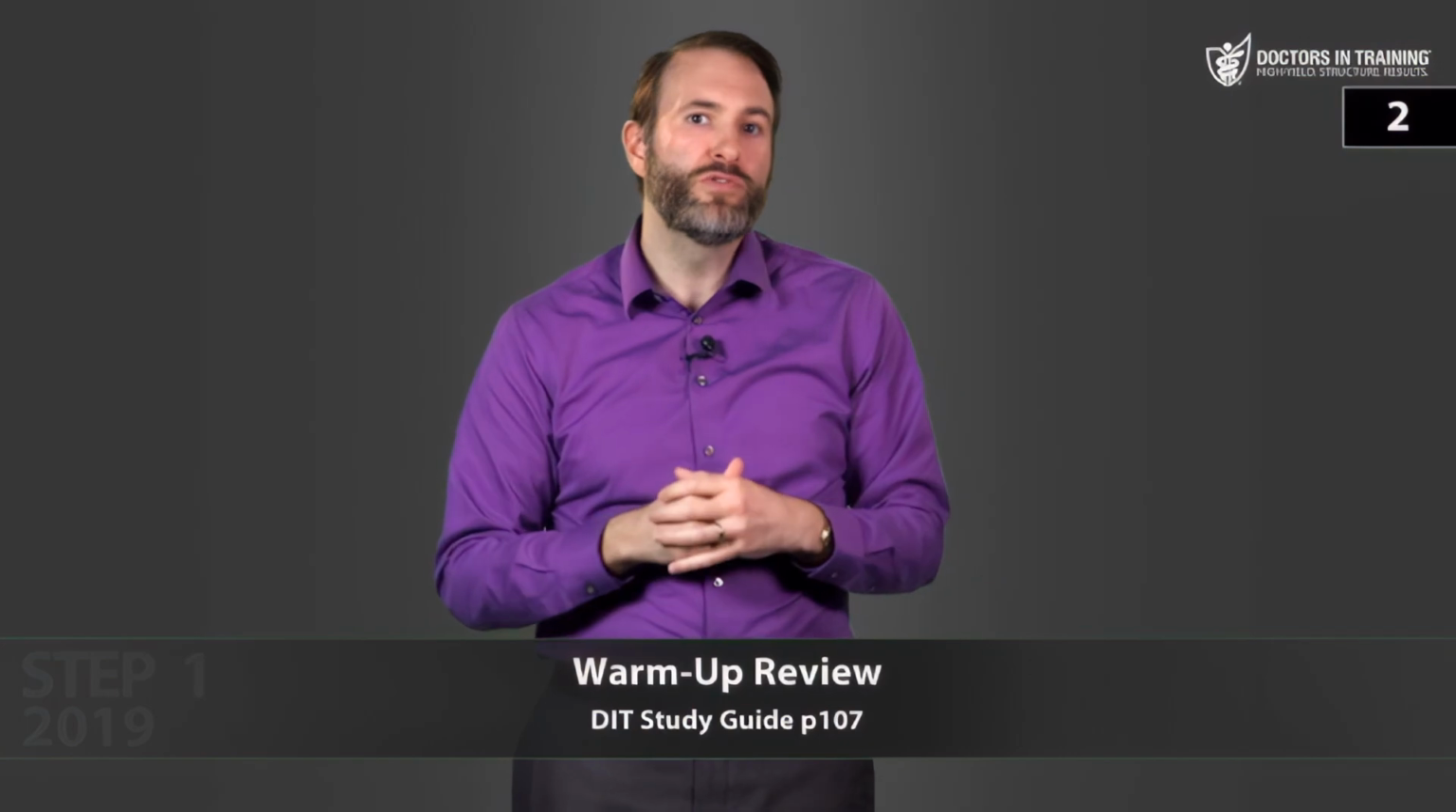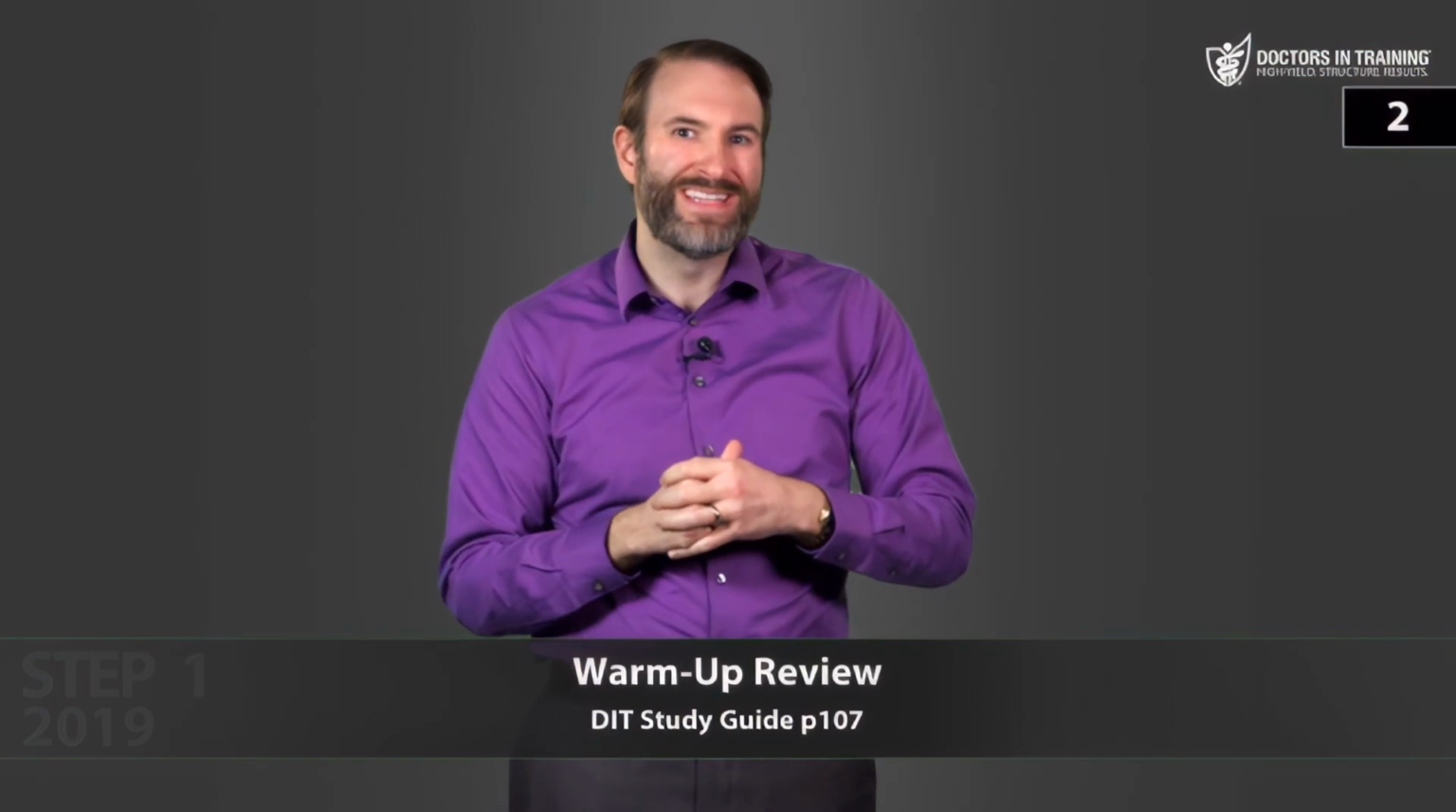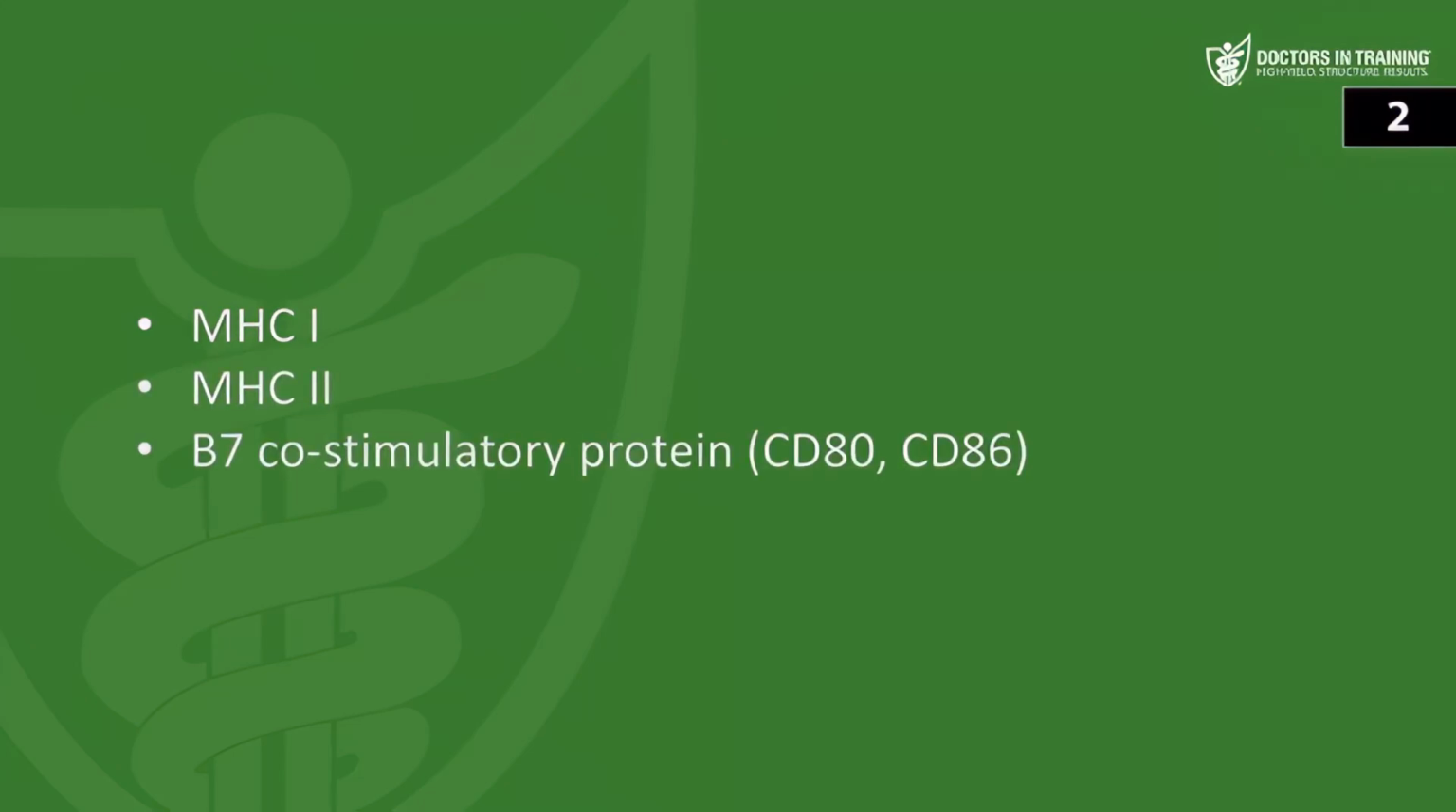Next, what molecules are expressed on the surface of antigen-presenting dendritic cells? So we have MHC1, MHC2, a B7 co-stimulatory protein, so CD80 or CD86, and then you have CD40, which is a co-stimulatory protein as well. All right, that brings us to the end of the warm-up. Let's get to that lecture now.